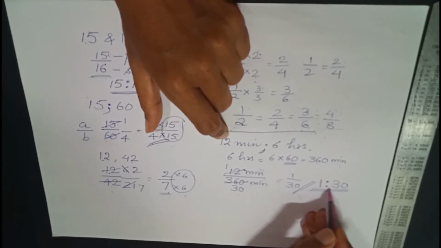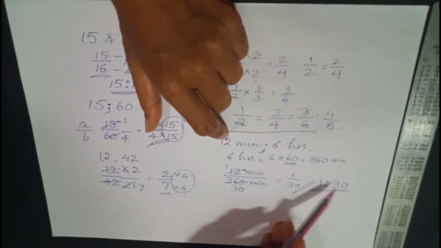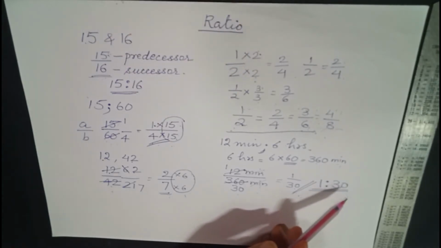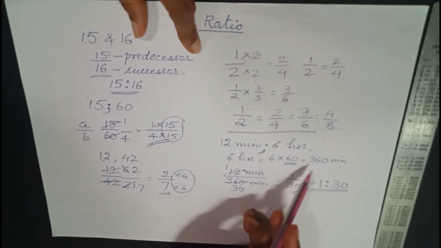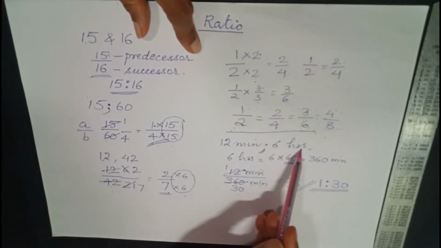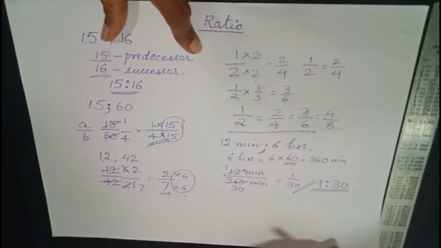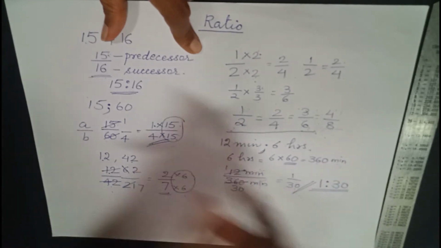1:30. It will not be 1:30 minutes, okay? We cannot write units to a ratio. Ratio is just a number. It has no units. And how do you find ratios? By taking care that the units are the same. You cannot have two different units and then find the ratio.